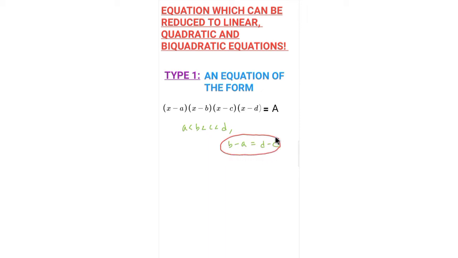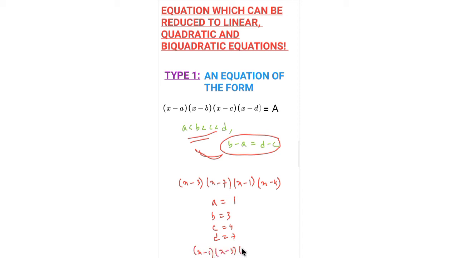This is also important, and you need to make sure both are satisfied, and convert the equation into that form first. Like if I've given you (x - 3)(x - 7)(x - 1)(x - 4), you need to take a as the least one, 1, then b as 3, c is equal to 4, and d is equal to 7. Now arrange these terms: (x - 1)(x - 3)(x - 4)(x - 7). This makes the work easy for us. Also you need to check b - a, which is 2, and d - c, which is 3, but these are not equal, so we cannot use this method.